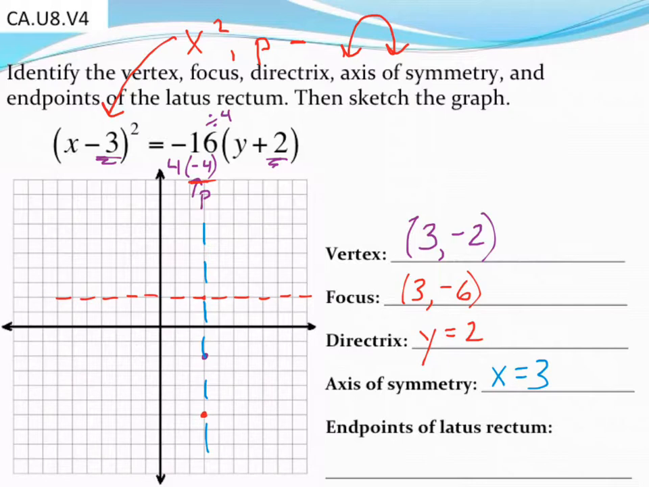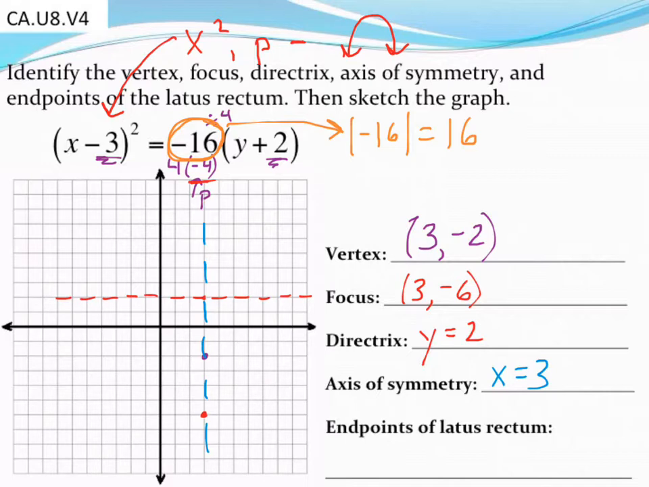And finally, we have everybody's favorite thing to find, I guess, the lattice rectum, or the endpoints of the lattice rectum. Now, the length of this lattice rectum is always going to be this value back in the original problem when we had multiplied by 4. I guess specifically what I should say, it's the absolute value of that, since distance can't be negative. So the length of the lattice rectum is going to be 16.